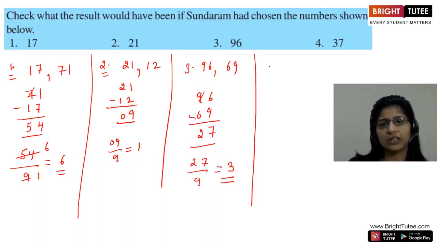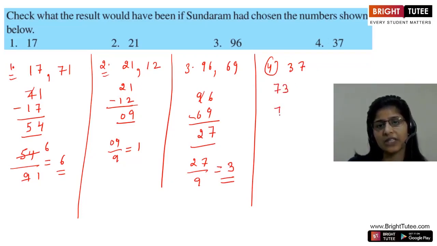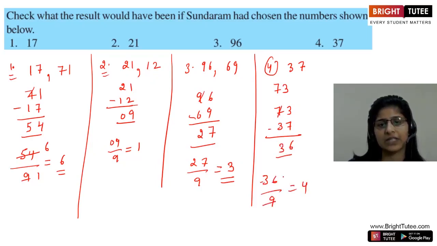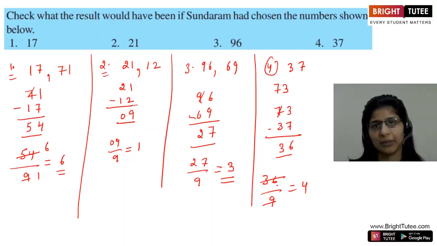The last question, that is 37. Just reverse the digits, you get 73. So from 73 you are going to subtract 37. So 13 minus 7, we get 6. And here 6 minus 3 is 3. So is 36 divisible by 9? Yes, it is exactly divisible by 9, leaving the remainder as 0. So to all the 2-digit numbers, that is applicable.